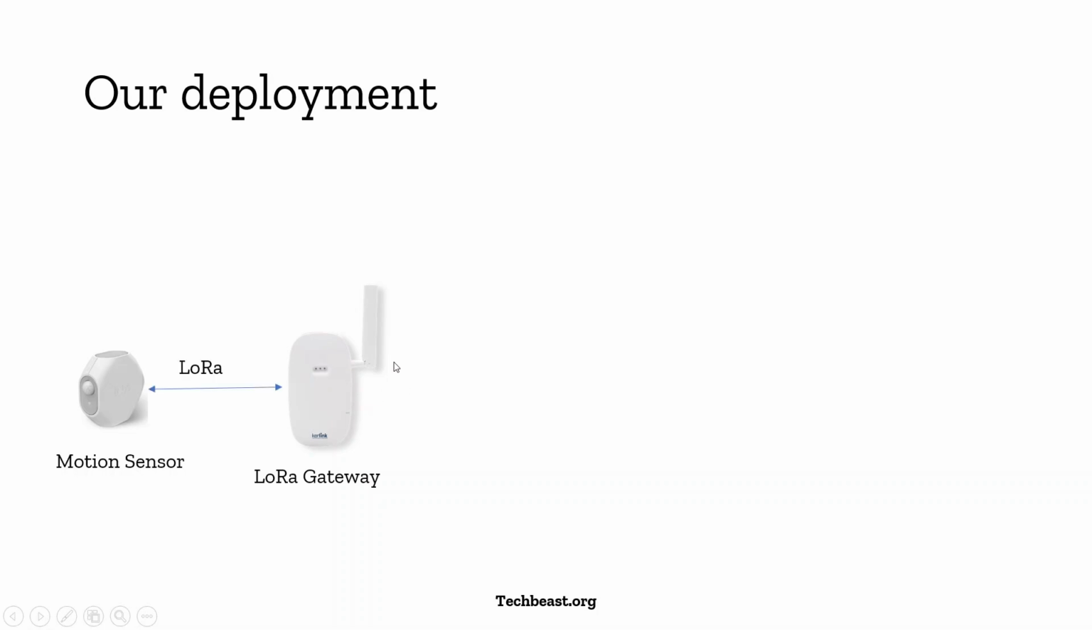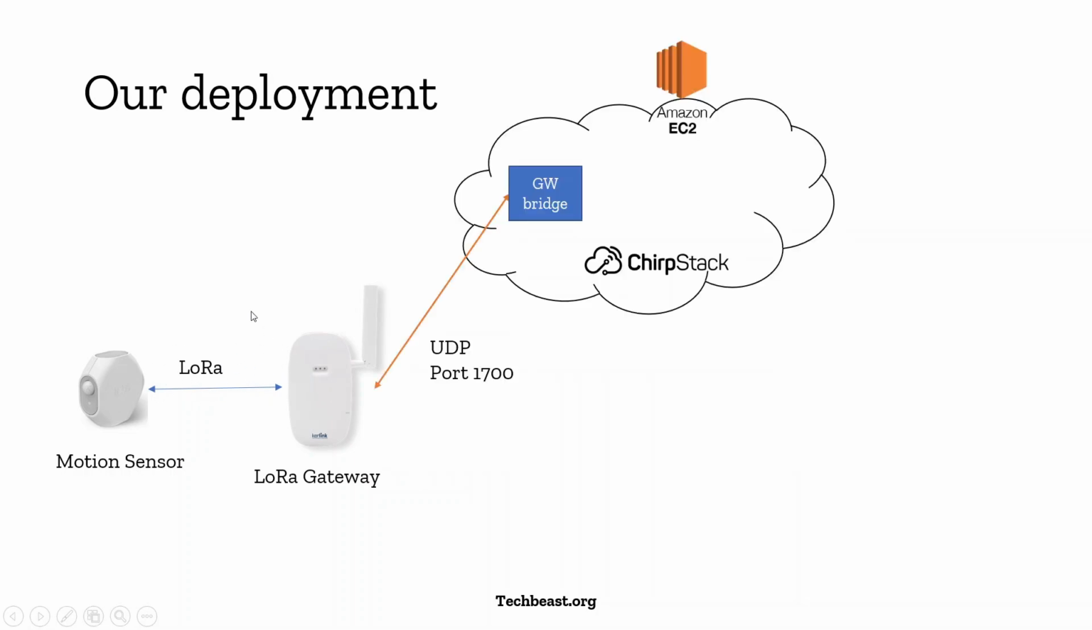As I said, the motion sensor and the LoRa gateway will communicate. The sensor will send the data to the gateway over the LoRa protocol, and the LoRa gateway will forward all the LoRa packets to the gateway bridge. As you see here, we are going to install the gateway bridge, the LoRa network server, and the application server, all three in a single machine in AWS.